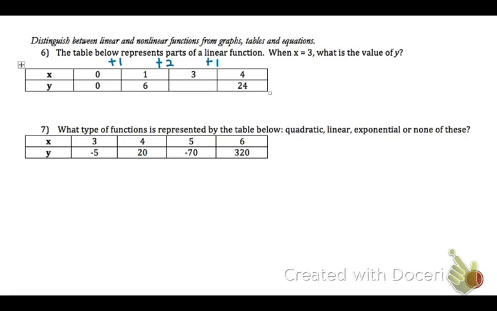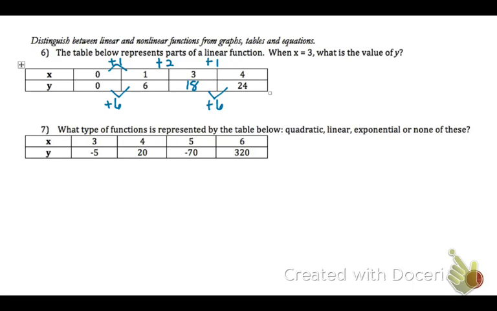And then we just look at the numbers that we were given. So we have 6 and 24. Well, we know here that in one step, in this x, we increased 6. So that means in one step from 3 to 4, we will increase 6. So we can just subtract 6 from 24 to get that value, which would be 18.